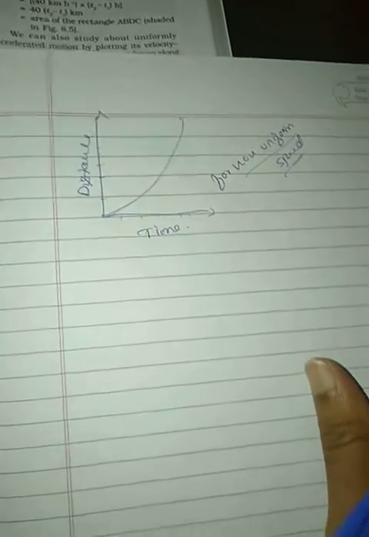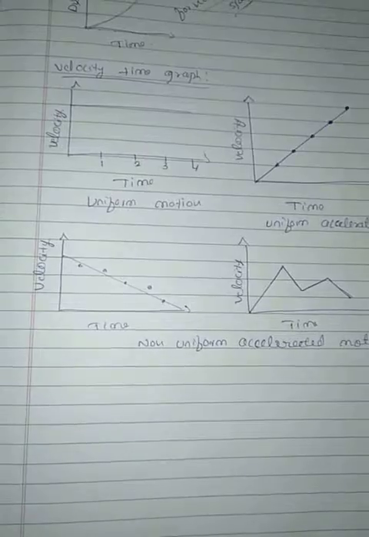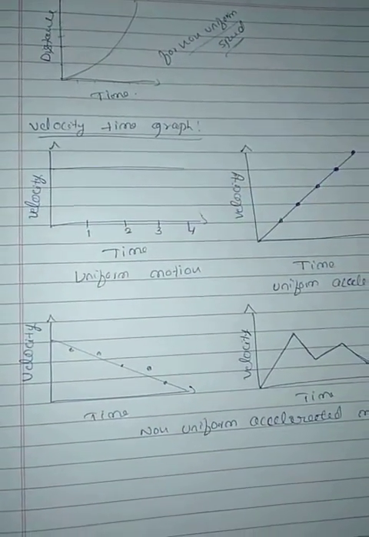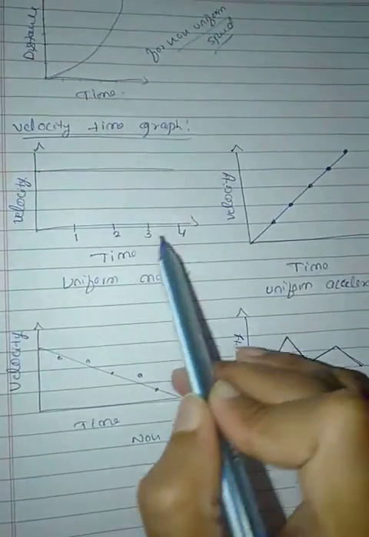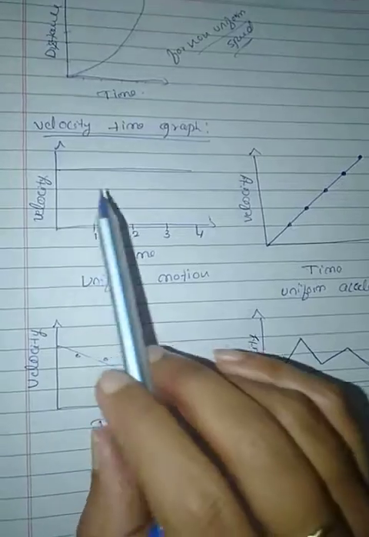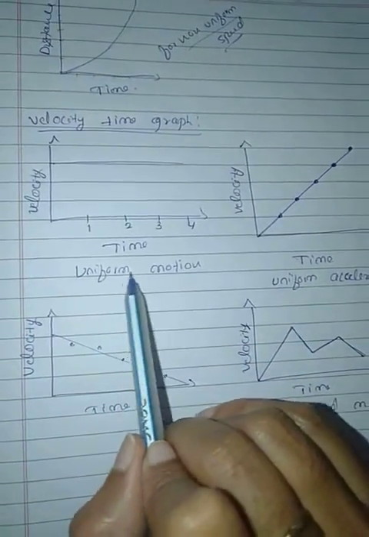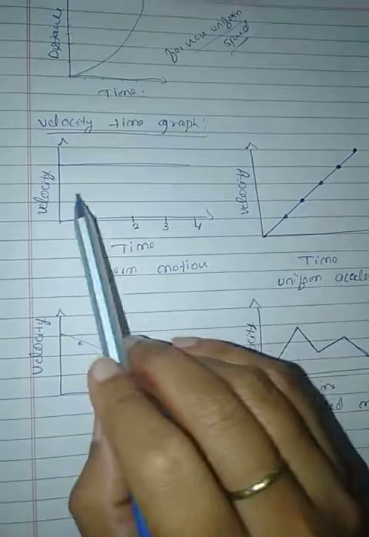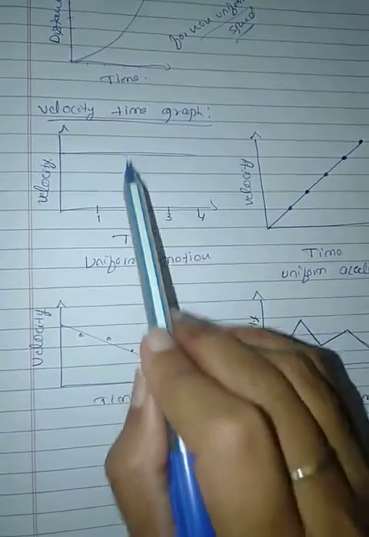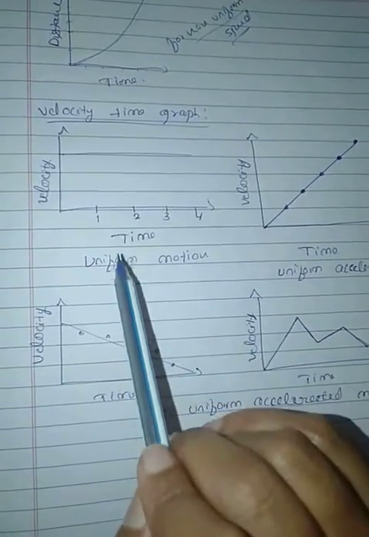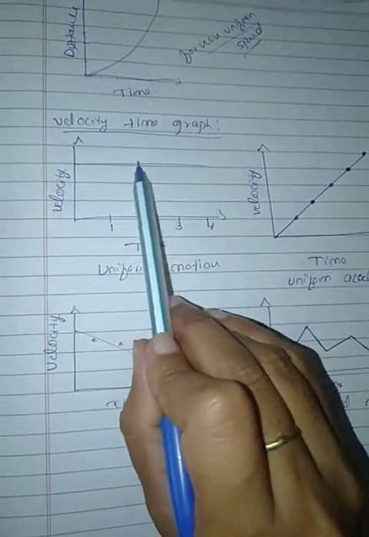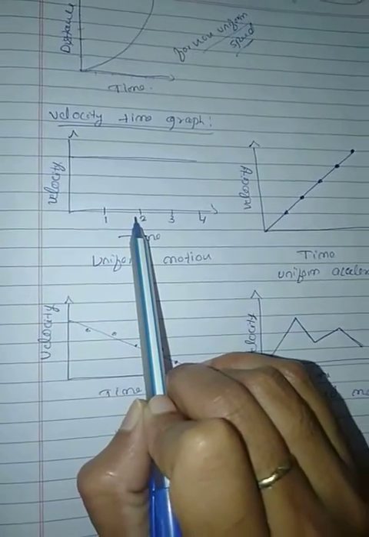The same thing is applied for the velocity time graph. So see the velocity time graph. Along the x-axis write time, along the y-axis write velocity. See the first one, this is for uniform motion. For uniform motion you will get a straight line, but this line is parallel to the x-axis.